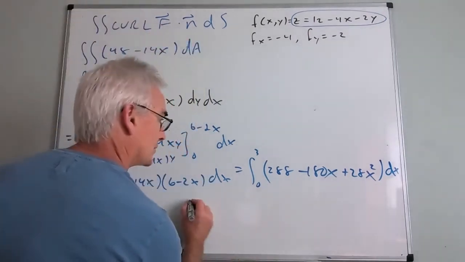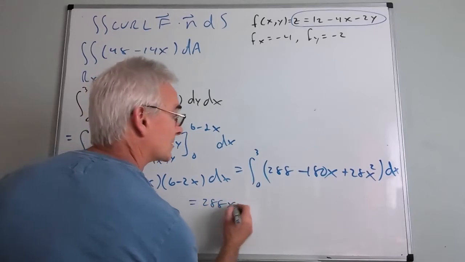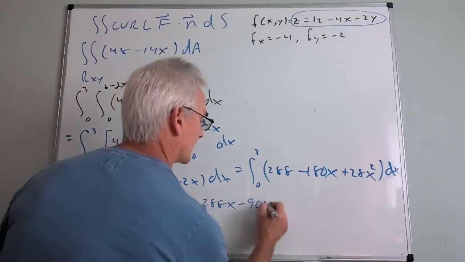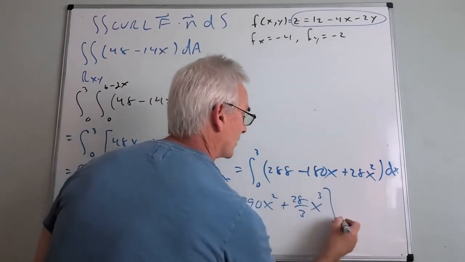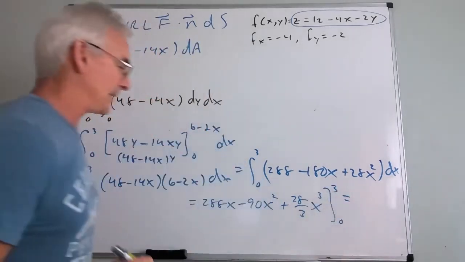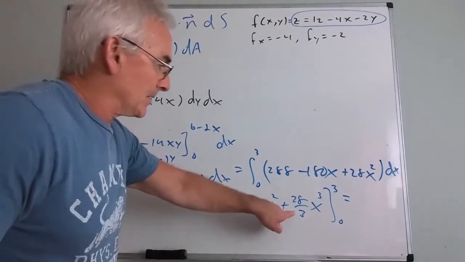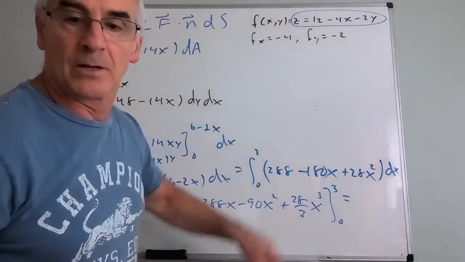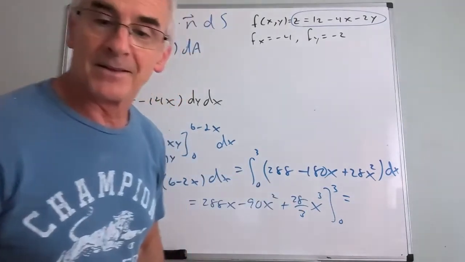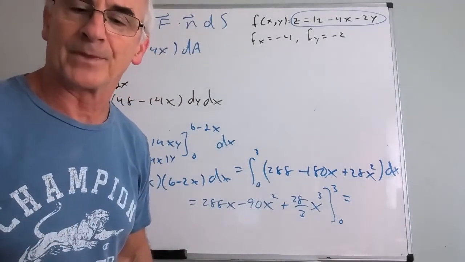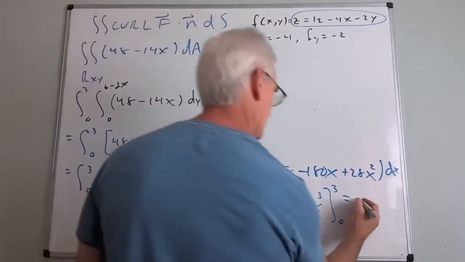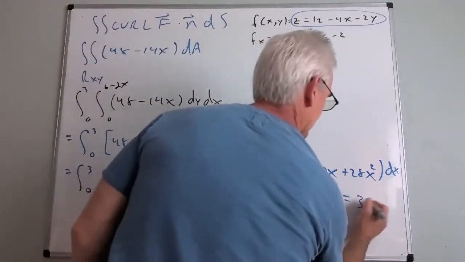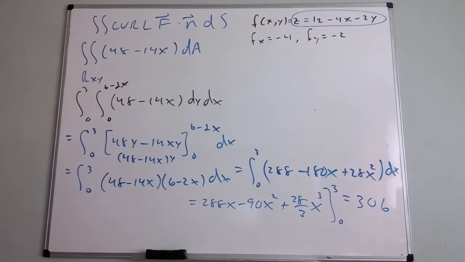Okay, so now let's finish. So that'd be 288x minus 90x squared plus 28 thirds x cubed from 0 to 3. And if I get out my handy dandy calculator, right, they're going to cancel. I'm looking at my work, so it's like 252 minus 810 plus 864 equals 306. I think that's the correct answer.